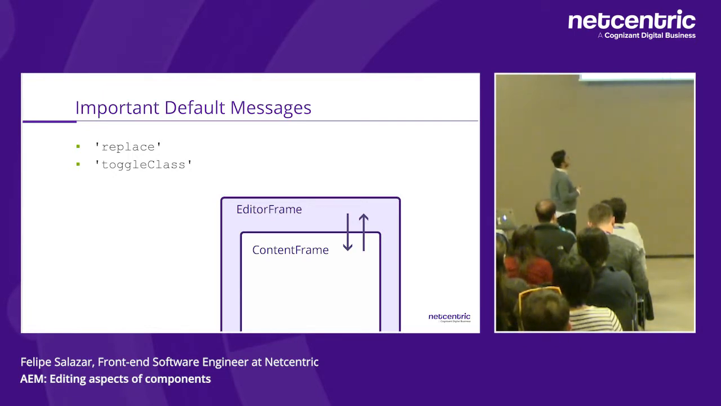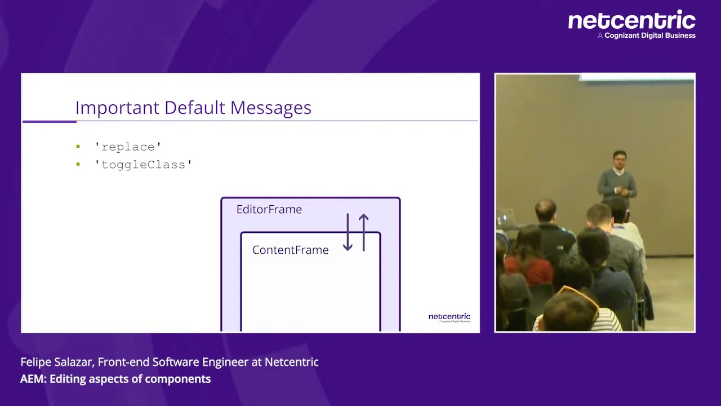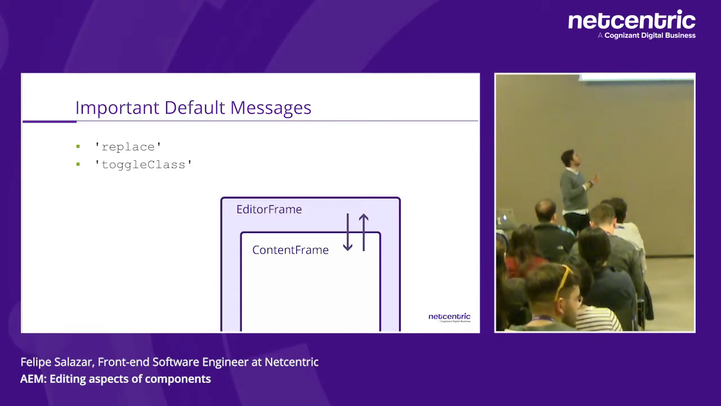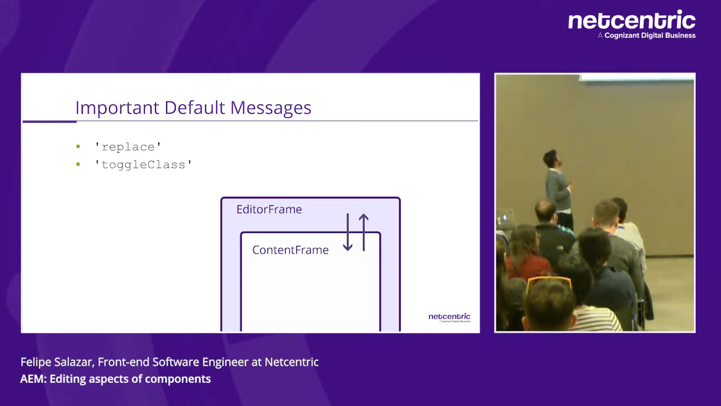The first one is the replace message, which is triggered every time you do a modification in your component that is going to affect the content of your component. Let's say if you add more text, you add an image, you replace a class or something like that. There is a replace message being sent from the editor frame to the content frame, and this message carries also the new content of your component. Okay, so the replace message is being triggered basically when you submit the dialog or when you finish editing an inline component.